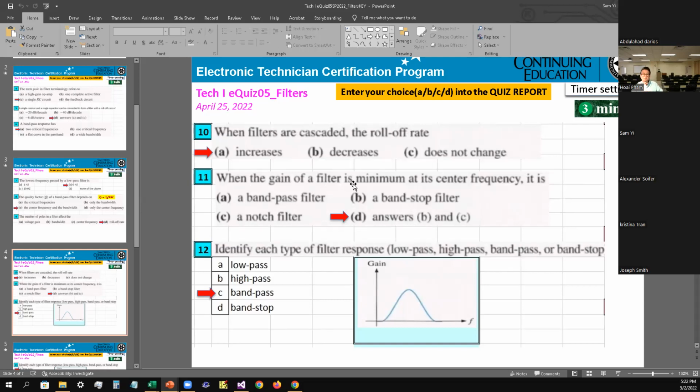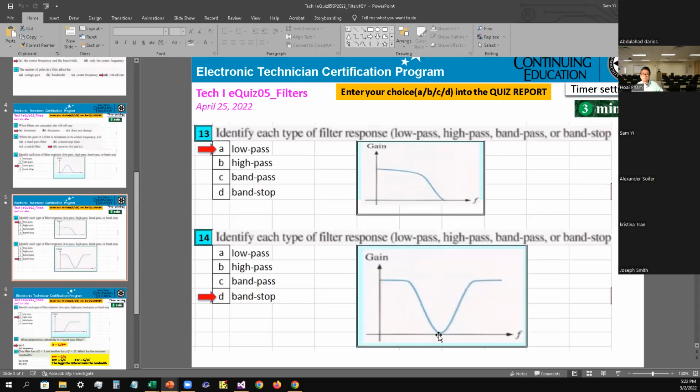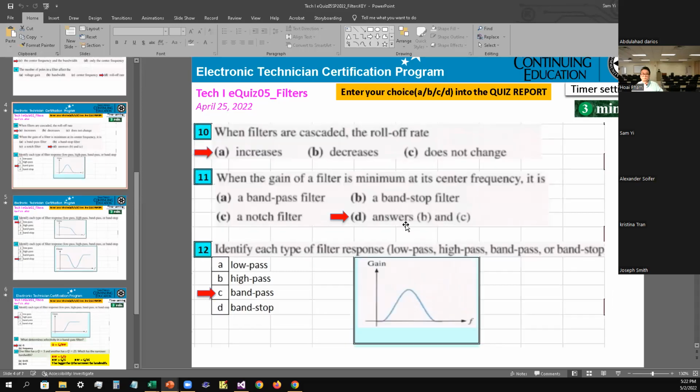Number 11, when the gain of a filter is minimum at its center frequency, it is called a band stop filter or a notch filter. So what they're referring to is this one right here, and this would be at the minimum. This is what they call a band stop filter or a notch filter. Some books call it a notch filter and some call it band stop filter. Either one is correct. So the answer is D as in David for number 11.